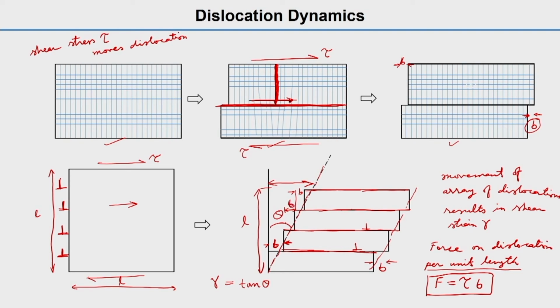Now if you have 4 dislocations, the total distance will be 4B. Instead of writing 4B, we can write NB, where N is the number of dislocations per unit area. So you get gamma equal to tan theta, which will be equal to NB by L.